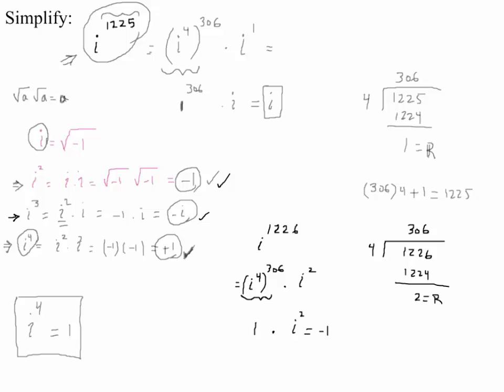So if you have a higher exponent here and you want to simplify this, you can divide 4 into that exponent and see how many I to the power of 4 you have within that exponent, and all those would be equal to 1, and the remainder would tell you how to simplify that.